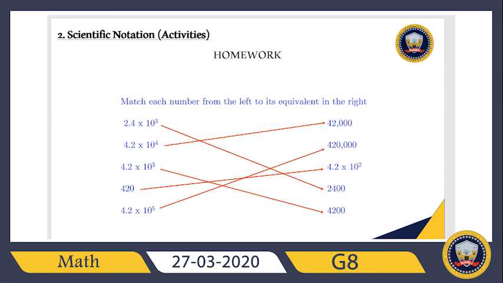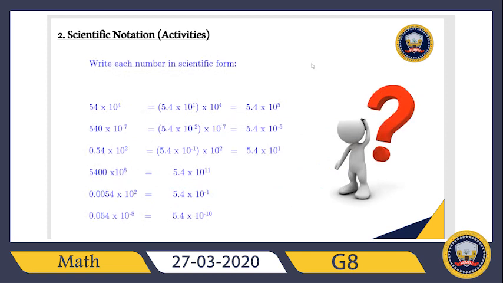Great. Now let's move to this list. Now write each number in scientific form. Now look at these numbers, guys. 54 times 10 to the power of 4. Is it written in scientific notation? Be careful. This is not a scientific notation. Why? Because we said your first number here should be between 1 and 10.